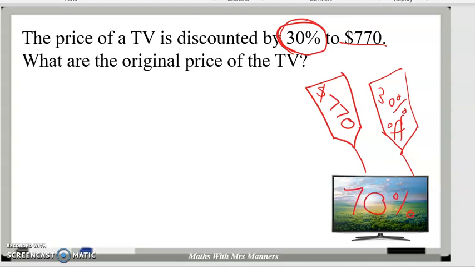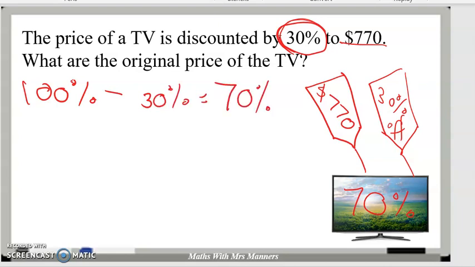So how did we get that 70%? Well, we took the 100% that the TV used to be before it had any sale, and we removed the discount, and that means that's now the percentage value of the TV. It's now 70% of its former price.